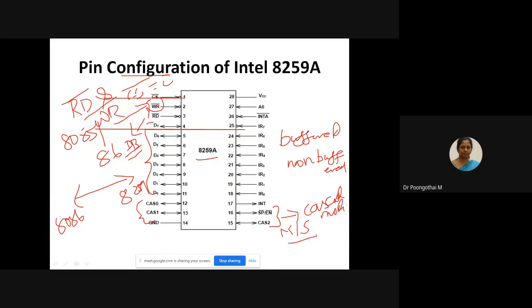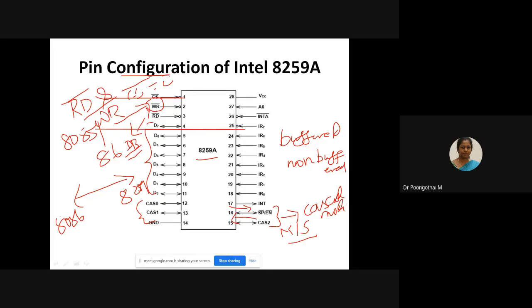So when the chip is programmed in buffered mode, this SP bar, EN bar pin can be used as an output. When not in the buffered mode, it is used as an input. So it will perform a dual function. When the chip is programmed in buffered mode, this particular pin is an output pin. In non-buffered mode, it can be configured as input. So that is the difference.